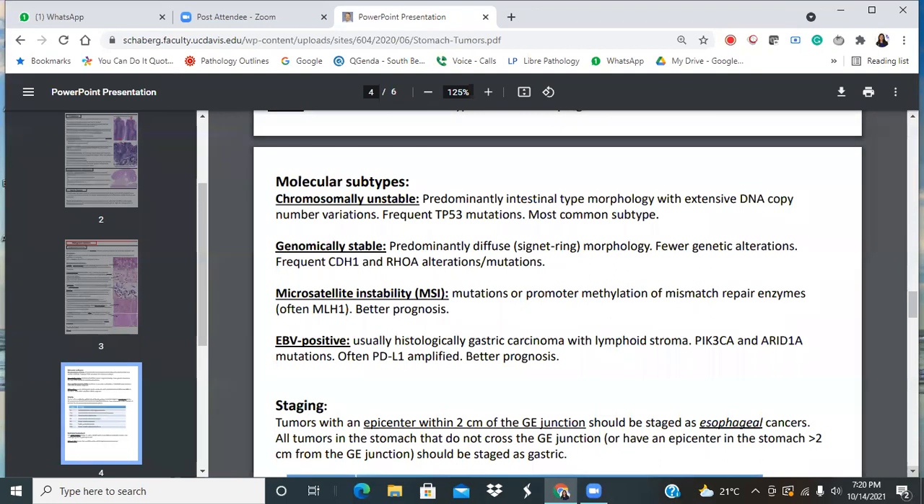So molecular subtypes. First is chromosomally unstable, genomic unstable, MSI, and EBV positive. Okay. So chromosomally unstable, predominantly intestinal type morphology with extensive DNA copy number variations. Frequent TP53 mutations, most common subtype.